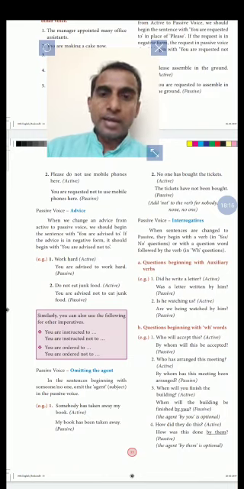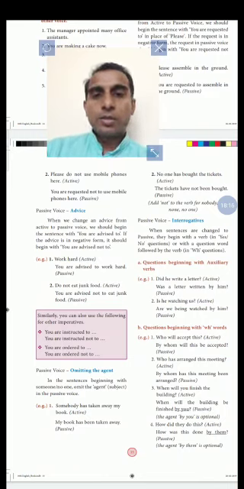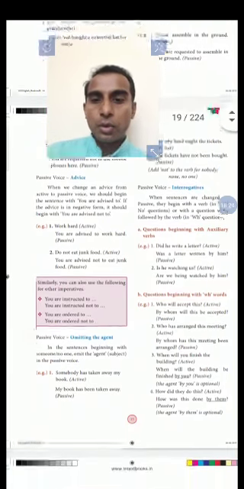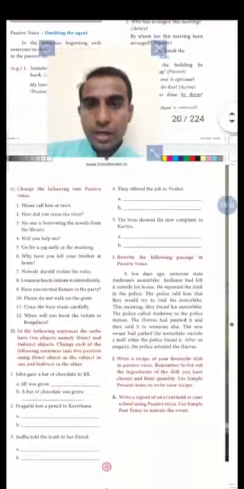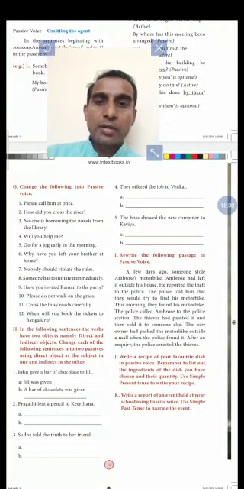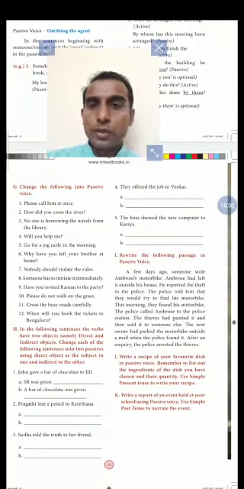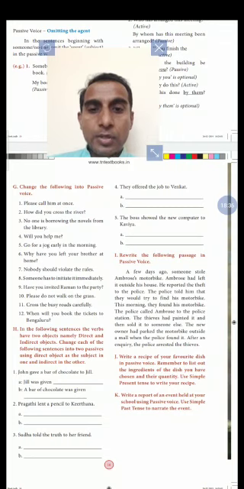You have to revise this once again. Once or twice you go through this video, what I have explained. Then after this, you can go to the next page, that is page number 16. And you can see three tasks, G, H and I, given for you to do. If you do these three, it's enough. Change the following into passive voice.